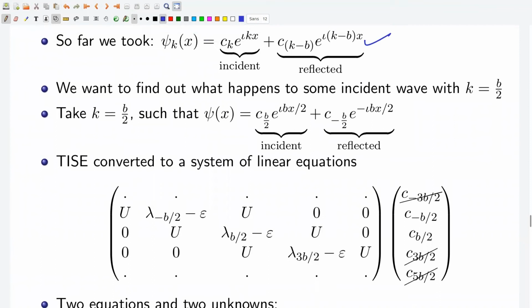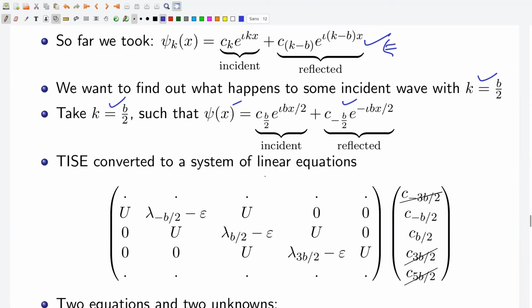Now, we want to find out what happens to some incident wave with k equal to the first Brillouin zone boundary, that is k equal to b by 2. Substituting k equal to b by 2 in this equation, we get psi of x equals c b by 2 e power i b x by 2 plus c minus b by 2 e power minus i b x by 2.